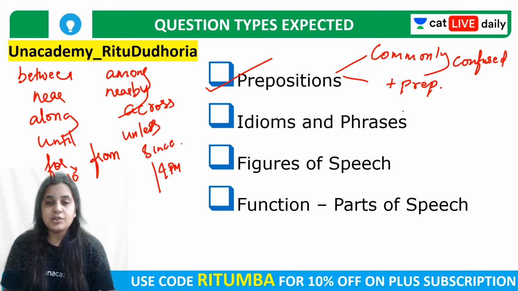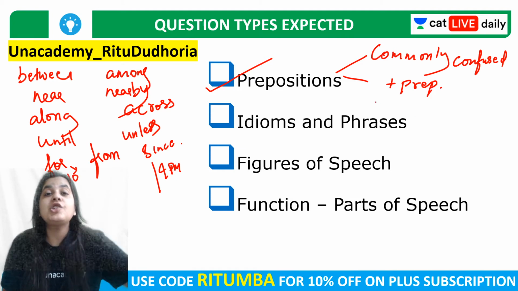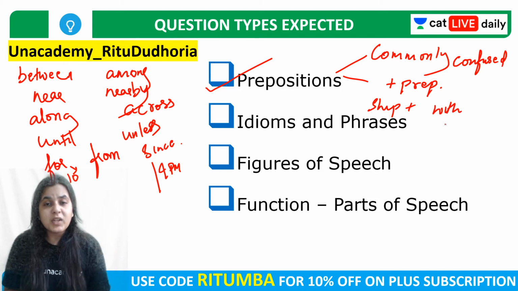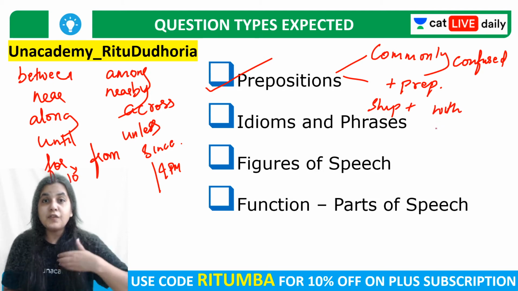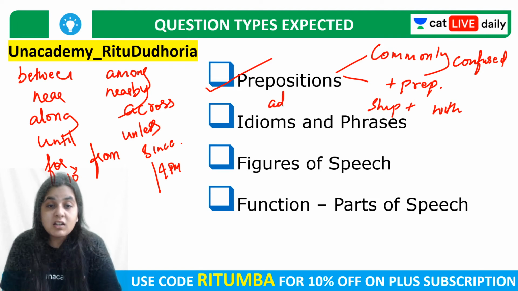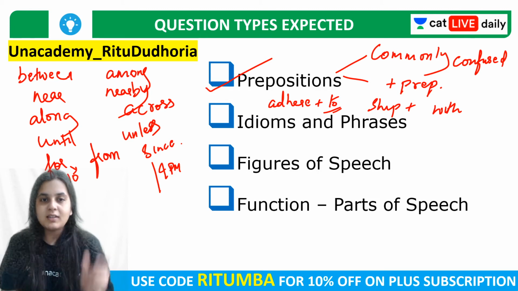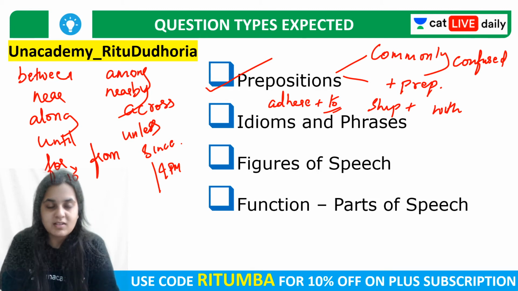What do I mean by the preposition combination, guys? Like relationship. When relationship comes, which preposition do you use? You use with: relationship with someone, afraid of something, adhere to something. So the common preposition combinations: which word takes which preposition. These are the two aspects that you have to revise.